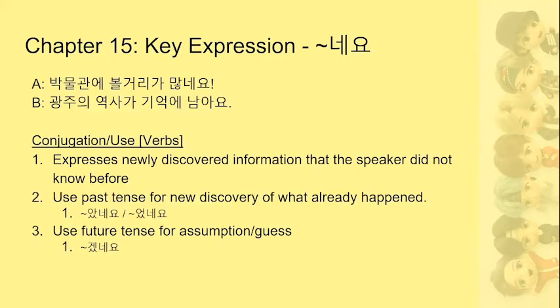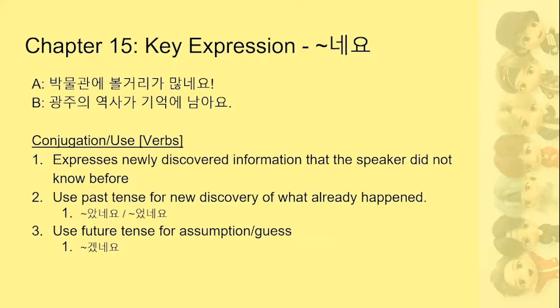Moving on to page 54 and 55, this is our second key expression, which is another verb conjugation. This is 네요 form. So the first person in this conversation says, 박물관에 볼거리가 많네요, which means at the museum there are many things to see. So 박물관, of course, is museum with our location marking particle there. 볼거리 is one of our new words, which is attractions or things to see, things to look at. And then 많다 conjugated into 네요 form for 많네요.